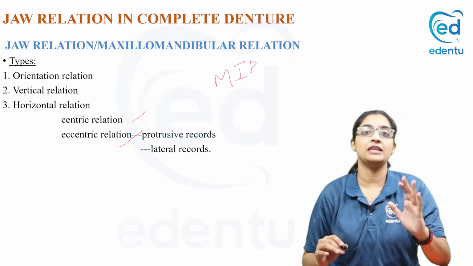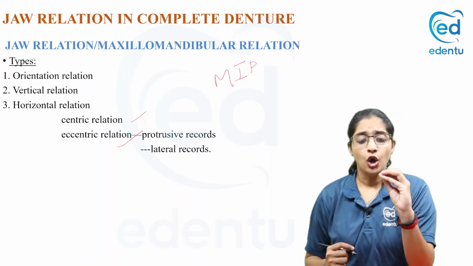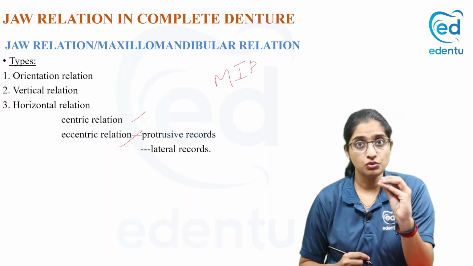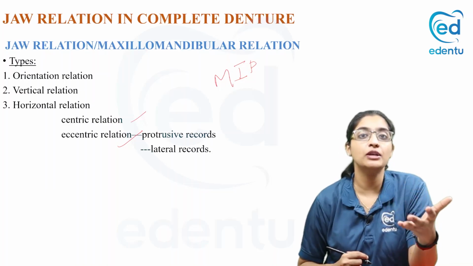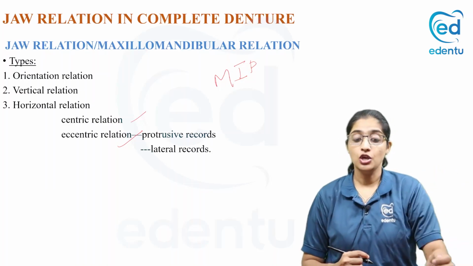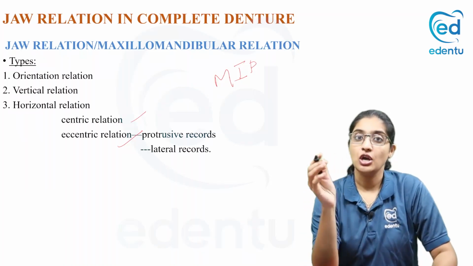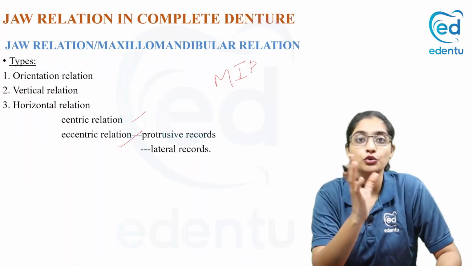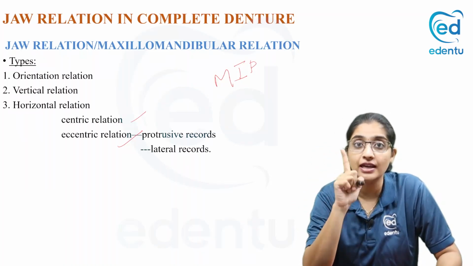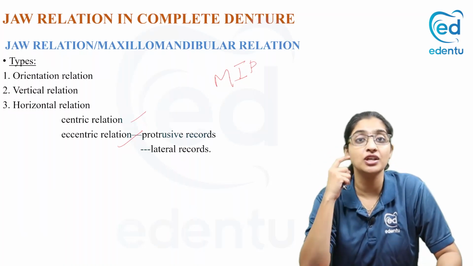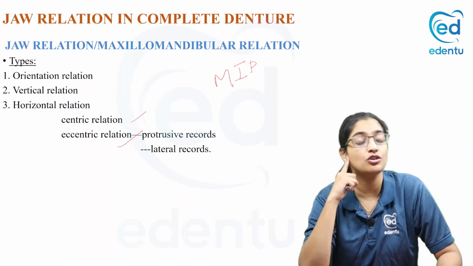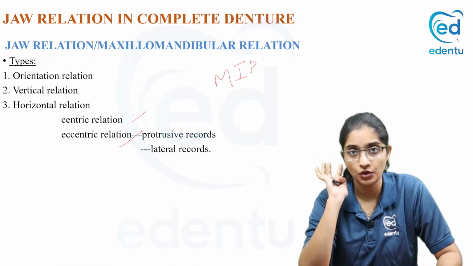Maximum intercuspation position, MIP. What happens in a situation where you don't have those teeth? How will you determine your MIP? You can't. So in such situations, whether you have teeth or you don't have teeth, centric relation is always there. Centric relation is a condition inside the joint. It has got nothing to do with the teeth.